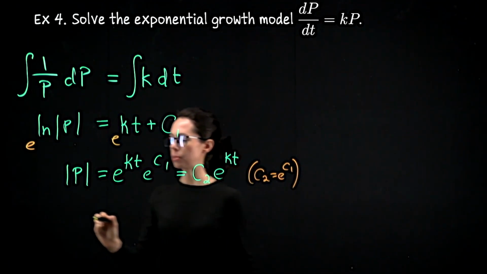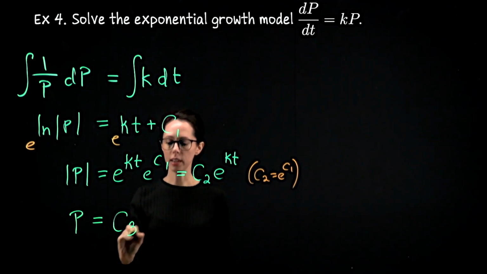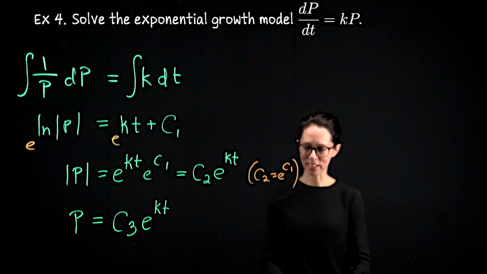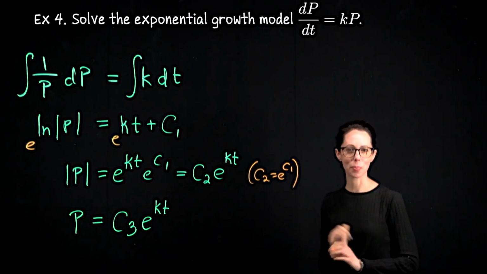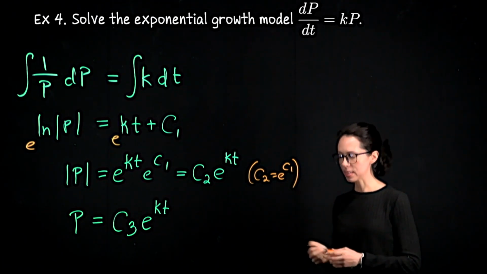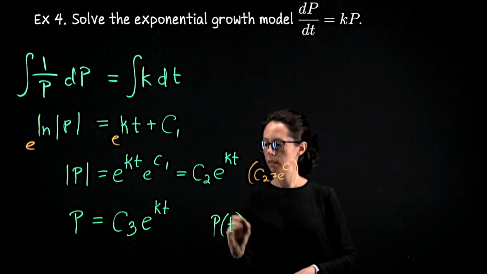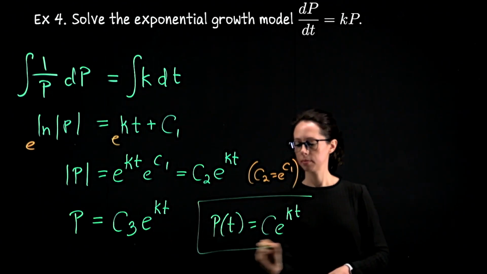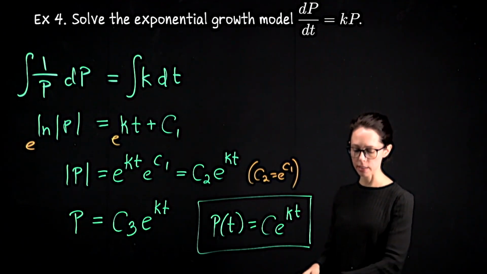So I'm going to get rid of the absolute values and say P is, how about C3 e to the kt, where the idea is that C3 is plus or minus C2, or maybe it's 0, depending on the population. And this is the general form. In fact, we usually would write, say, P of t equals C e to the kt. This is our solution. It works if the population is positive, 0, or negative.